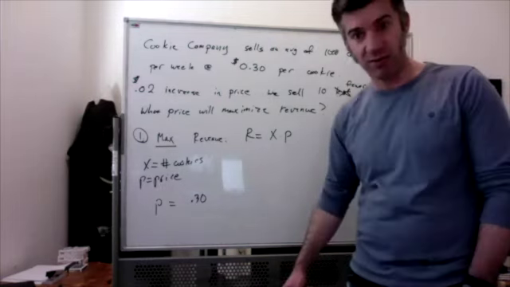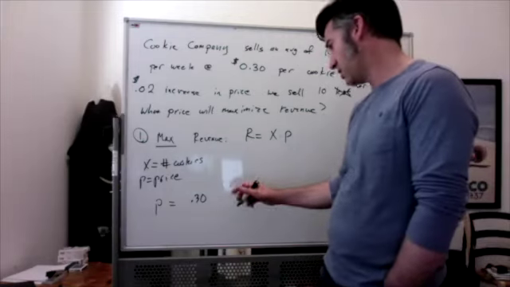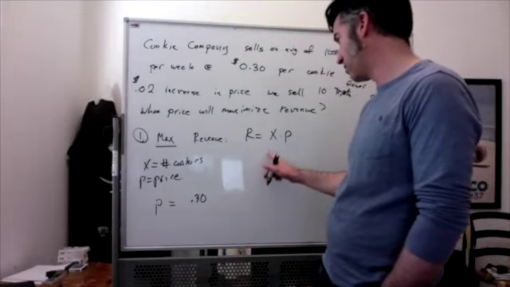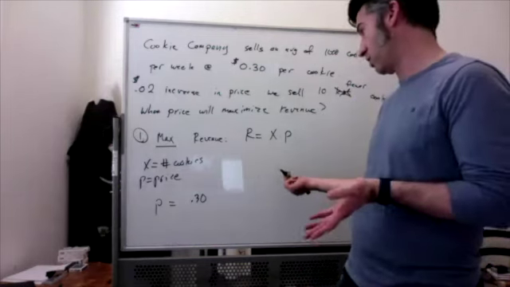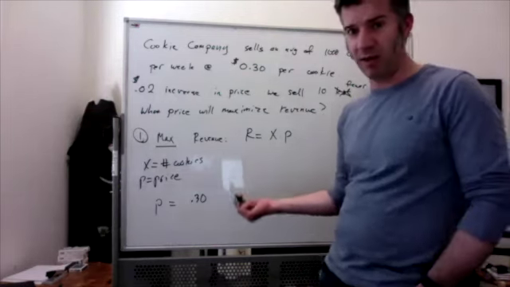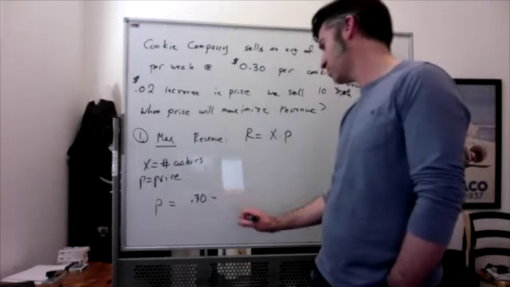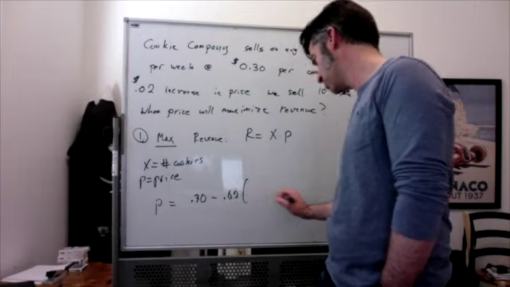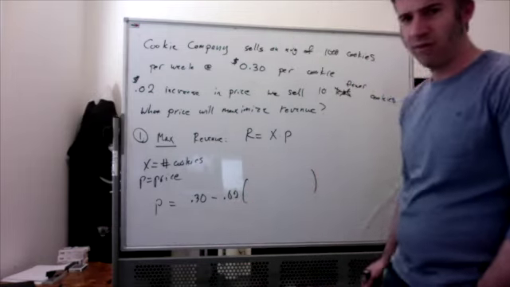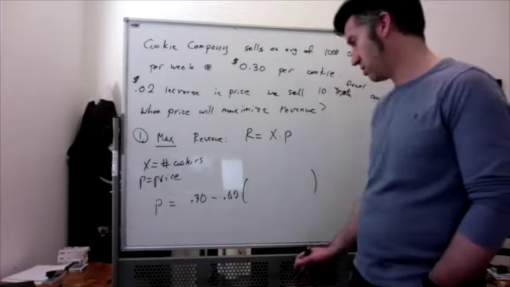I always have trouble setting this up personally. So let's see. I know that the price is negatively correlated to the number of cookies, right? So if the number of cookies goes up by 10, my price should go down by 2 cents. So I'm going to subtract 2 cents for when the number of cookies goes up by 10.